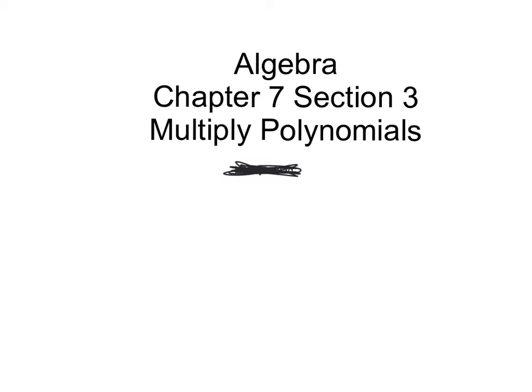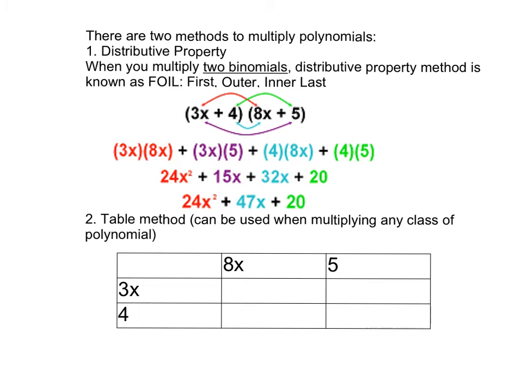Hi guys, so okay, we identified what polynomials are, we figured out their degrees, we've added them, we've subtracted them, now we're going to multiply them. There's two different ways to multiply polynomials. The first is the distributive method.